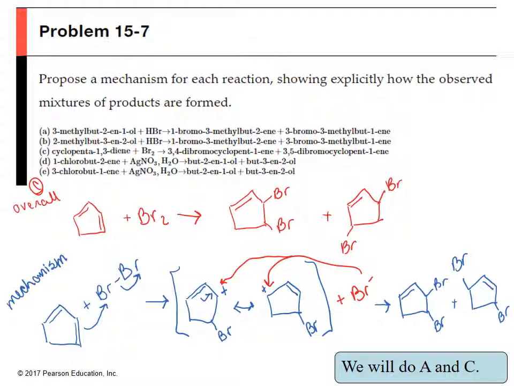This is letter C of problem 15-7. Once again, this is going to be an SN1 reaction. Overall, we've got cyclopenta-1,3-diene plus bromine forms 3,4-dibromocyclopentene and 3,5-dibromocyclopentene. Okay, so we're ending up with 1,2 and 1,4 addition, which we just saw in the notes in this section.